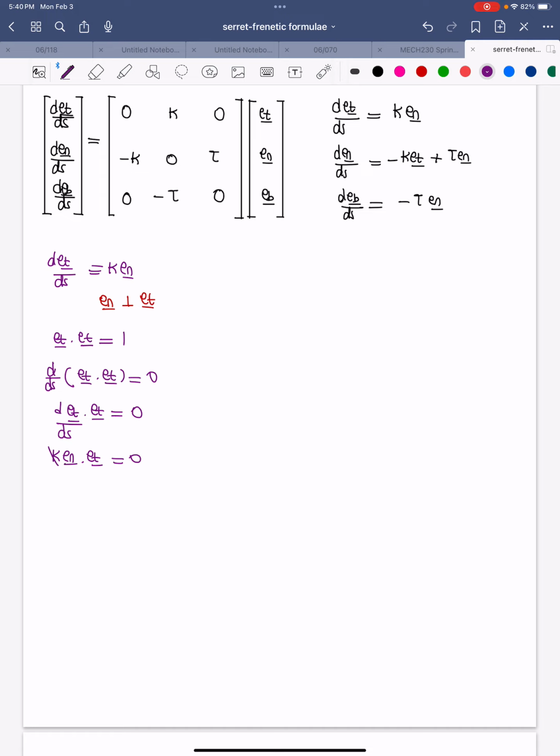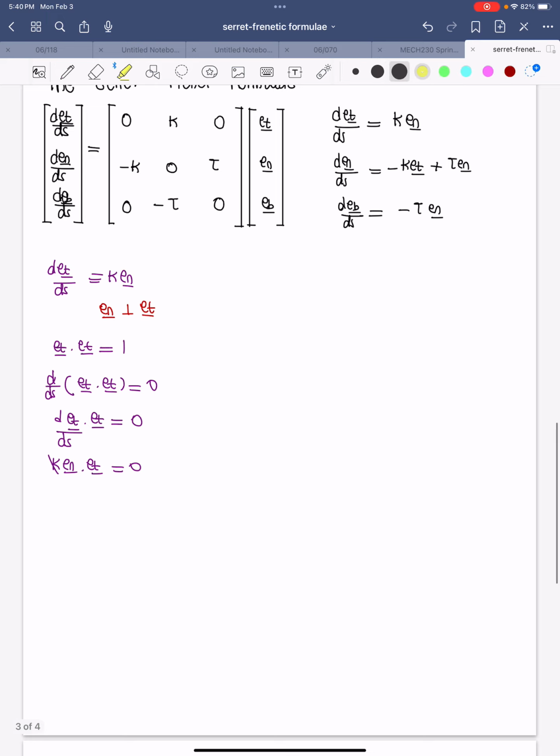If kappa is equal to 0, then the curve is a straight line. Then en is not uniquely defined. Okay then, en and et are perpendicular. By definition, det by ds is kappa en. So that's the first row of this matrix taken care of.